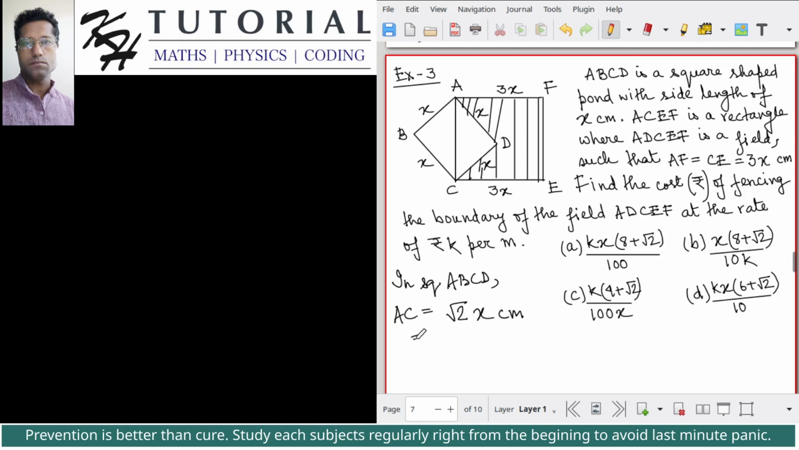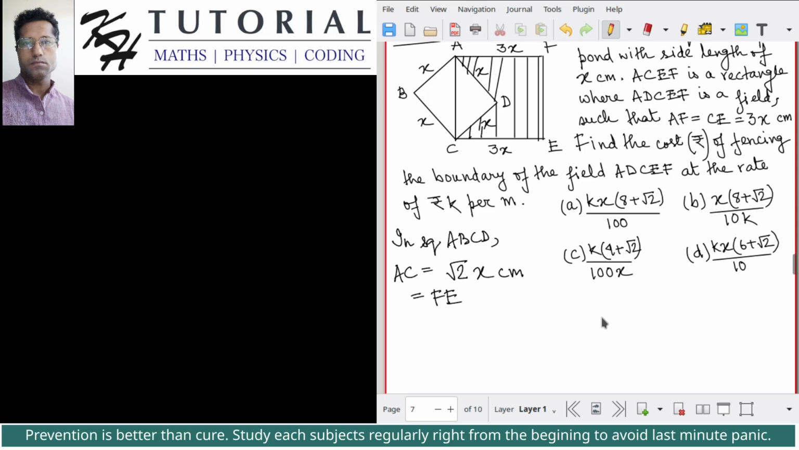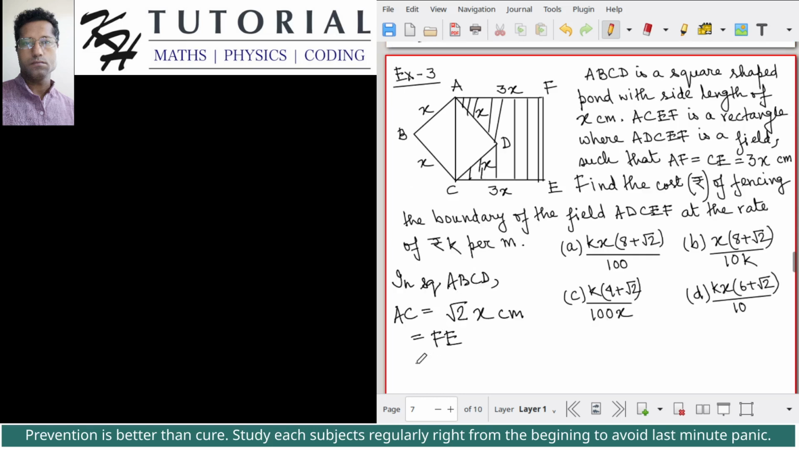So this implies this will also be equal to FE. Since ACEF is a rectangle, AC and FE are the two parallel opposite sides and they are equal. So FE will also be equal to AC. That is equal to square root of 2 multiplied by square root of 2x centimeter. Okay. So what will be the perimeter now?